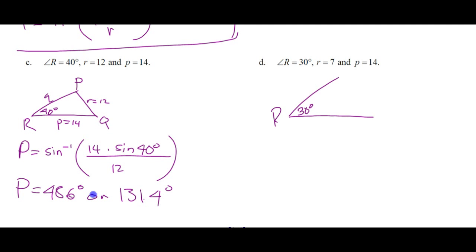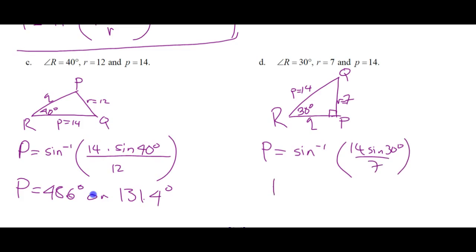30 degrees. Okay, this is R. Here, well, it looks like this. That's 7. They're opposite, so we got to make P the 90 here. So that'll be Q, and that'll be little p. That's R, and that's Q. Okay, so angle P is the inverse sine of, where is it? P, 7, no, P is 14. 14 sine 30 over 7, and P is equal to 90 degrees.